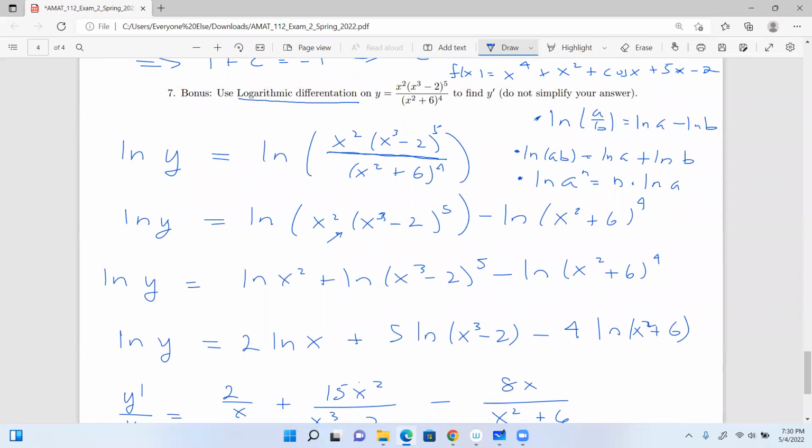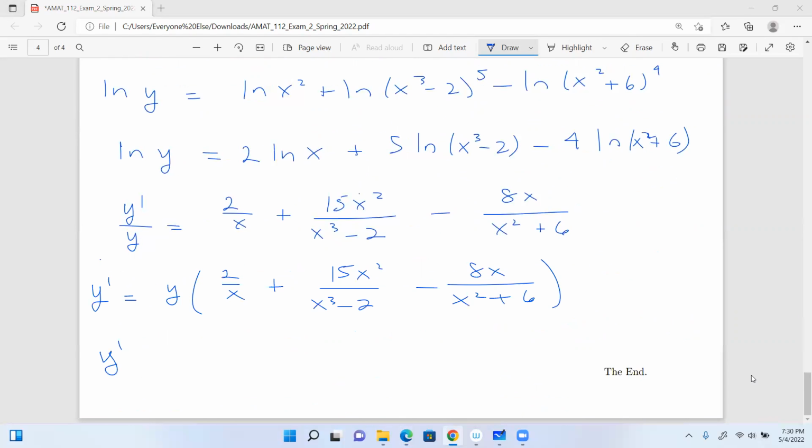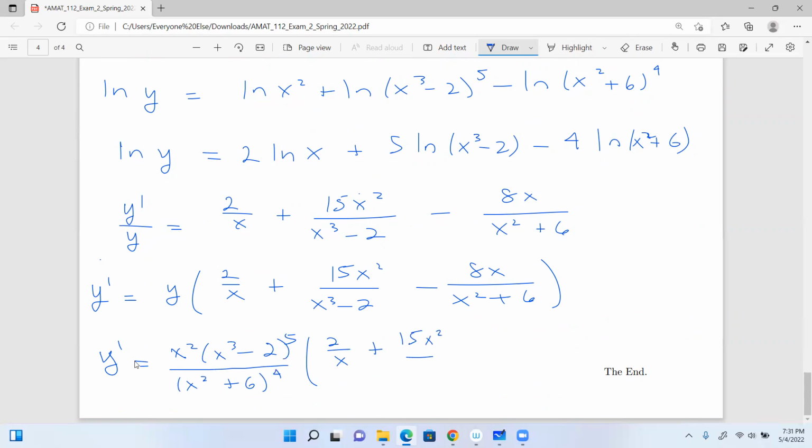And then you can substitute in for y because we know y is equal to this right here. So y prime is going to be equal to x squared times x cubed minus 2 to the 5th over x squared plus 6 to the 4th power, times everything in the parentheses: 2 over x plus 15x squared over x cubed minus 2, it's supposed to be a 2, minus 8x over x squared plus 6. And as I said, that's the end.